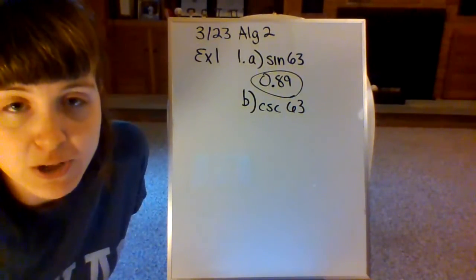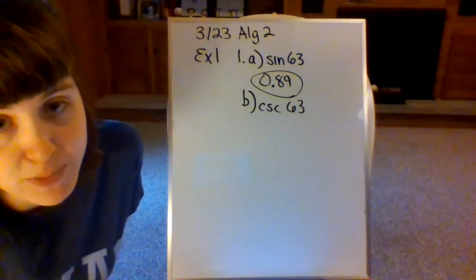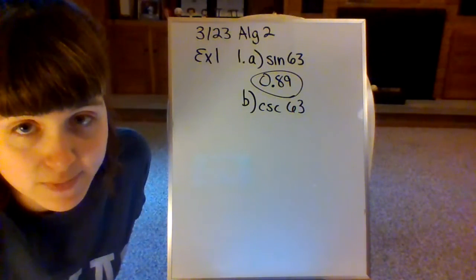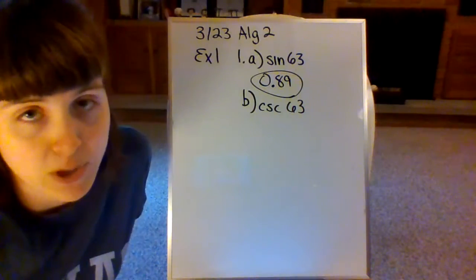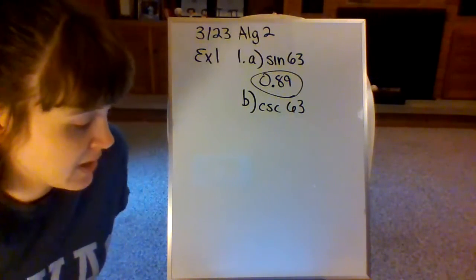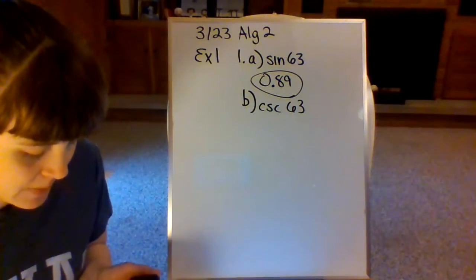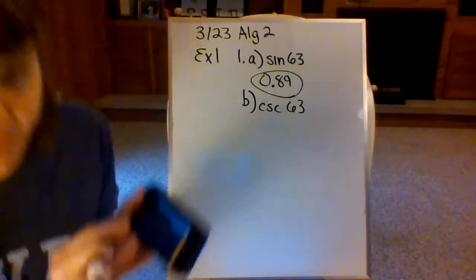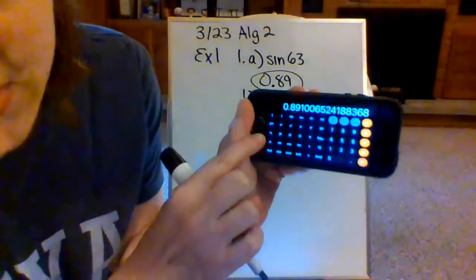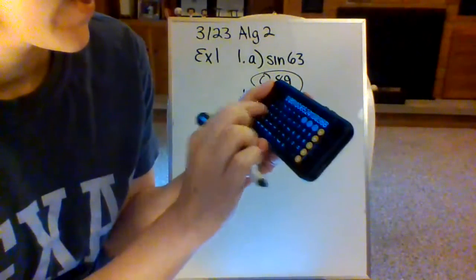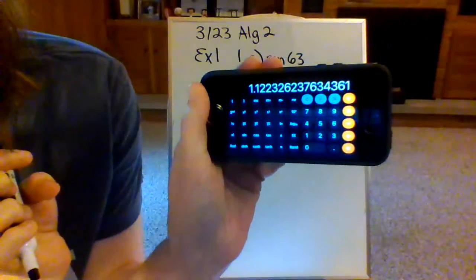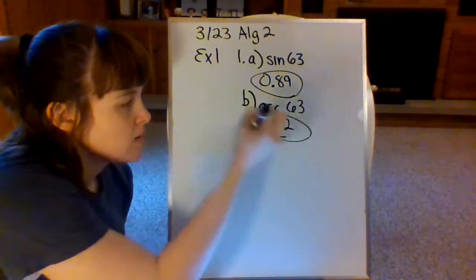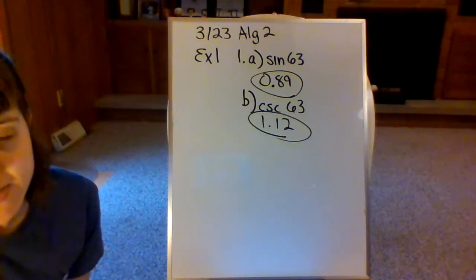Alright, next up we're going to do a cosecant of 63, because if you remember from the last time we saw each other in person, cosecant is the reciprocal of sine. So that's why they're lumped together here in number 1, because it's the reciprocal of sine. So on your calculator, we're going to do 63, then you're going to press sine, and then we're going to press the 1 over x button. It's near sine, 1 over x. And that's going to equal 1.12. Okay, so that's it. We've done the first problem.